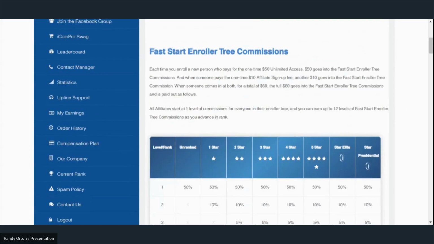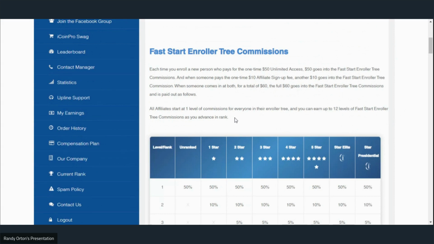Number one, the fast start enroller tree commissions. Each time you enroll a new person who pays for the one-time $50 unlimited access, 50 goes to the fast start enroller tree commissions. When someone pays the one-time $10 affiliate sign-up fee, another 10 goes into the fast start enroller tree commission. When somebody comes in at both for a total of 60, the full 60 goes into the fast start enroller tree commissions and is paid out as follows.